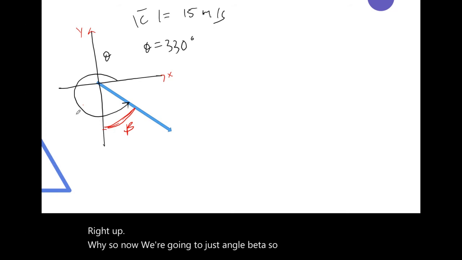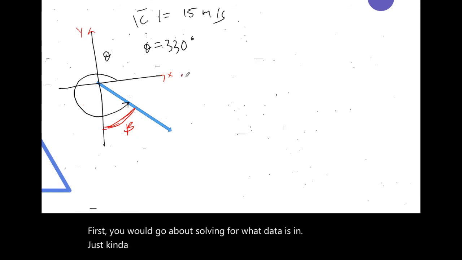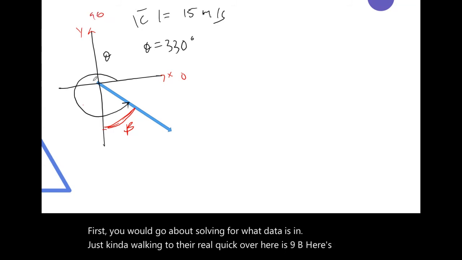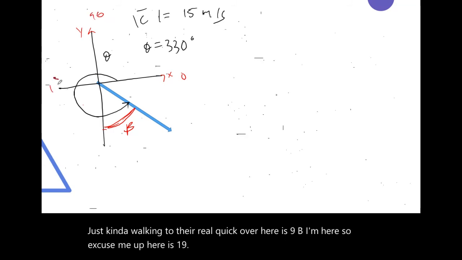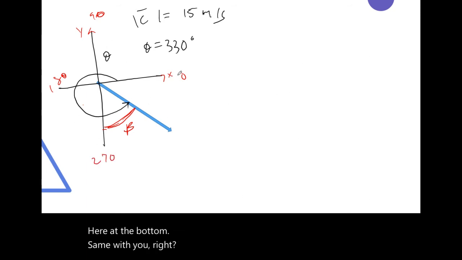So first you would go about solving for what beta is, and just to walk you through that real quick. So over here is 0. Up here is 90. Up here is 180. And then down here at the bottom is what, 270, right? And then 360 and so on.